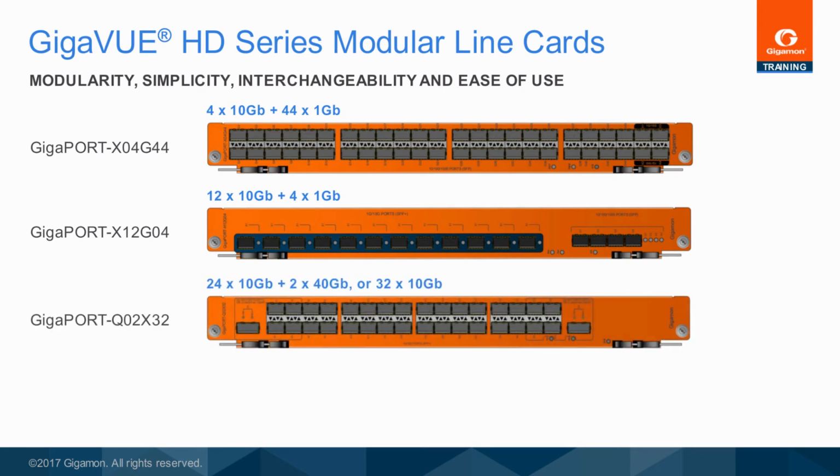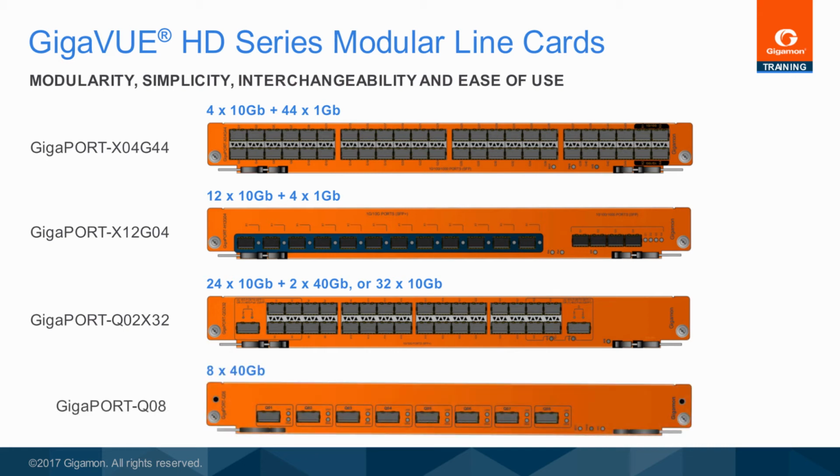Higher 10 gigabit density plus 40 gigabit support is available from the third line card. It can be configured using two 40 gigabit QSFP Plus ports and 24 10 gigabit SFP Plus or 1 gigabit SFP ports, or it can be configured to activate all 32 10 gigabit ports and not activate the two 40 gigabit ports. The fourth line card provides 8 ports of 40 gigabit QSFP Plus support.